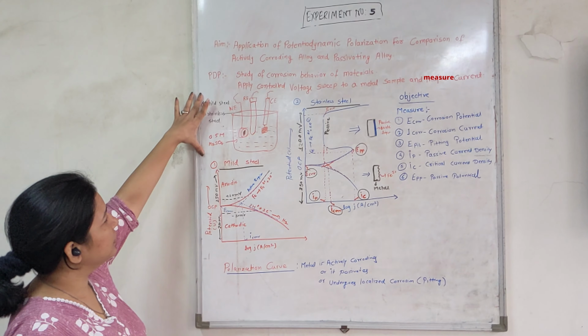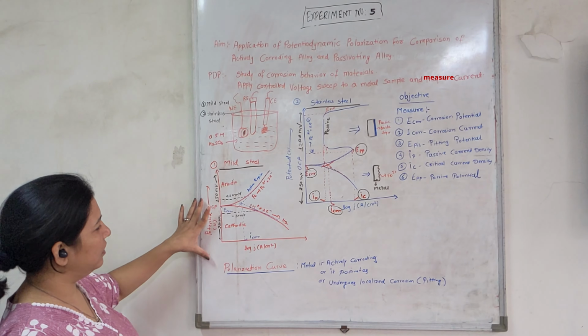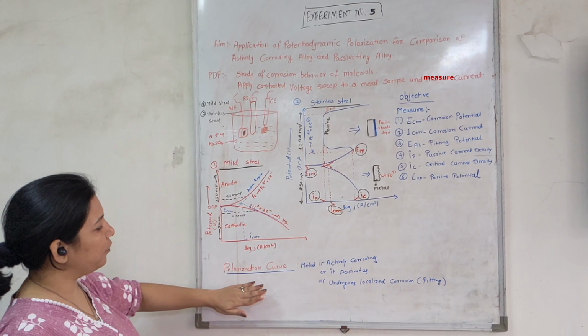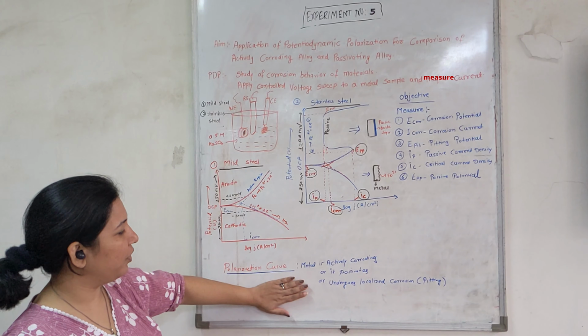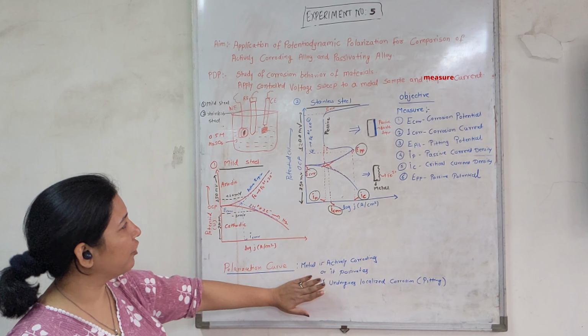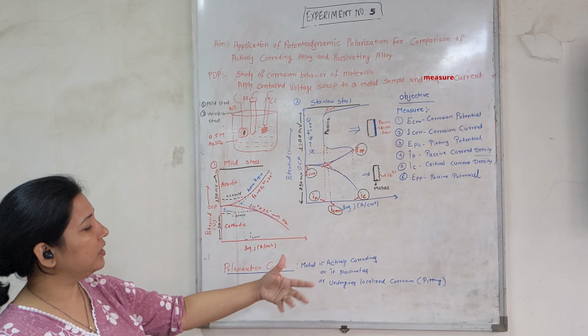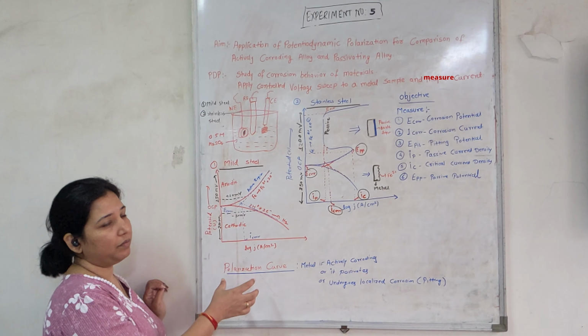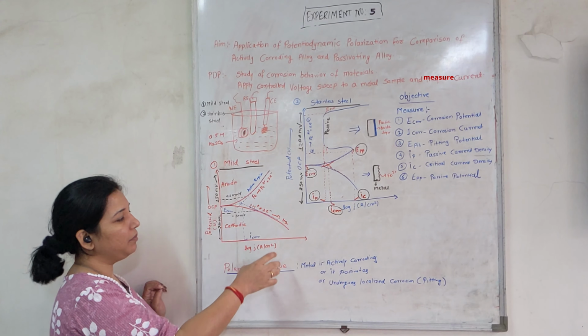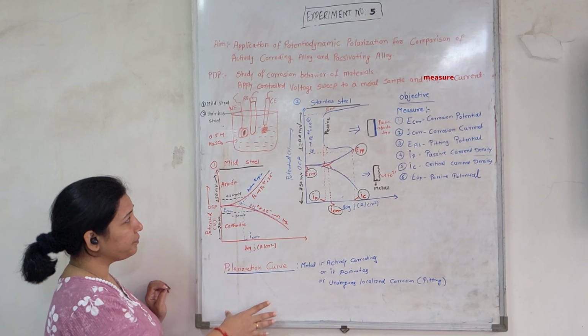So after performing this experiment, you will get a curve. This curve is called the polarization curve. The polarization curve helps to find out whether the provided metal is actively corroding, or it is passivating, or it undergoes localized corrosion. So we'll now see how to differentiate between the mild steel and stainless steel based on the polarization curve.